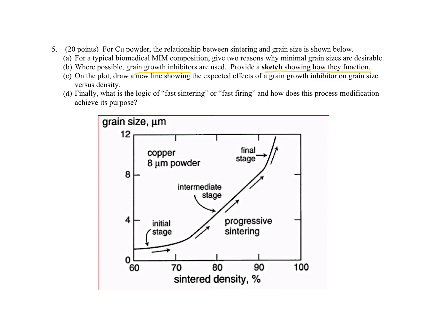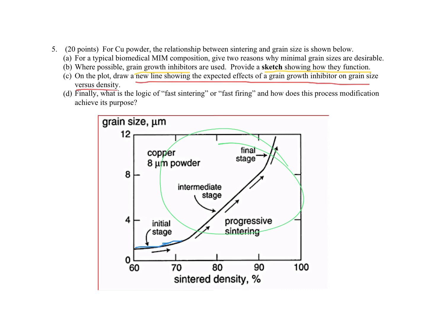And then draw a new line showing the expected effects of a grain growth inhibitor on grain size versus density. So starting with this graph, where's that new line going to be if we can slow down grain growth? We do know they start from the same point because initial stages aren't affected by that grain growth inhibitor, but then when do they diverge and why? What does that resulting line look like?